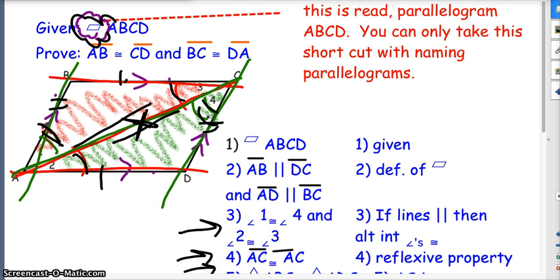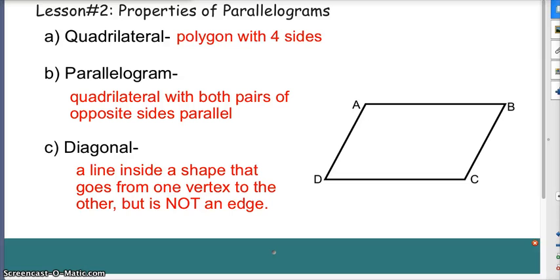So that would have been a warm-up that we would have walked through in class. Let me get through these notes. Some definitions. A quadrilateral is a polygon with 4 sides, quad meaning 4. A parallelogram, by definition, is a quadrilateral with both pairs of opposite sides parallel.